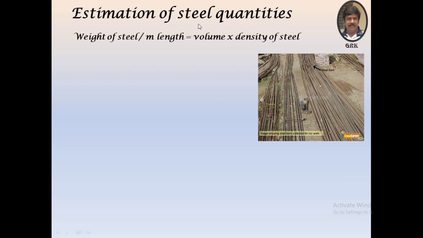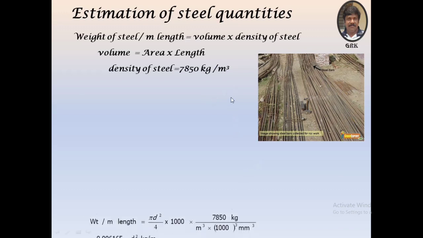Now the weight per meter run of the steel is calculated by using the formula volume into density. The volume of the steel material is calculated by using the formula area of the diameter of the steel and length, and always we are going to calculate this for per meter length. The density of the steel material is approximately taken equal to 7850 kg per meter cube.